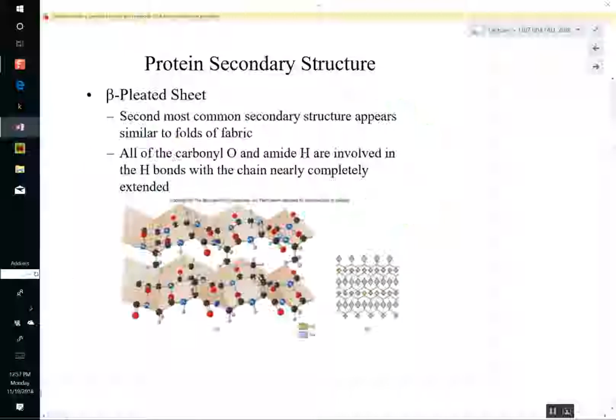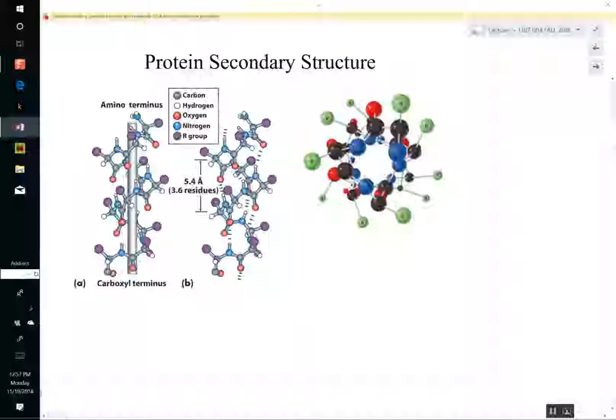This slide is your alpha helix. This is kind of looking down through it, but you can see the R groups are just flared out of the alpha helix. They're not inside, they're sticking out. They're not involved in holding it into the alpha helix, but they are around. We're going to get to the R groups in a minute.